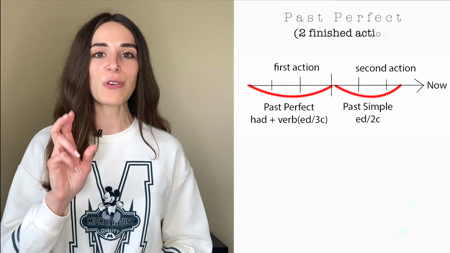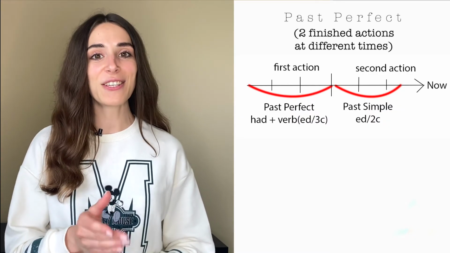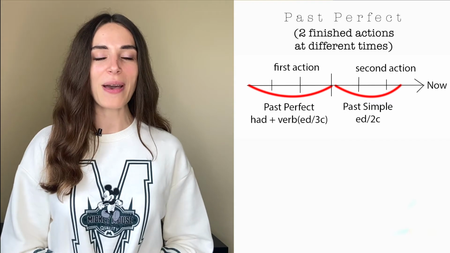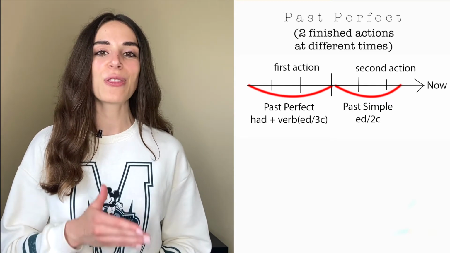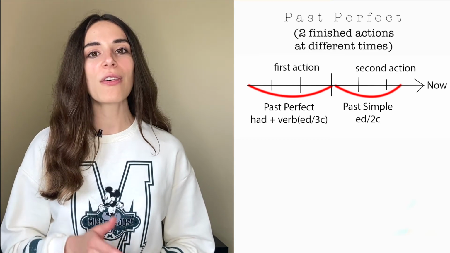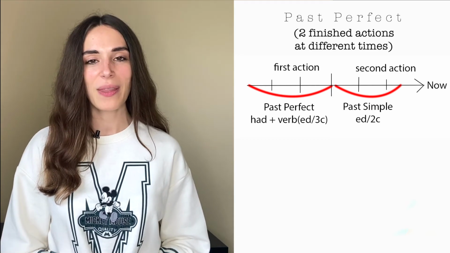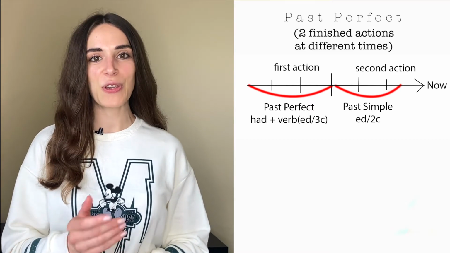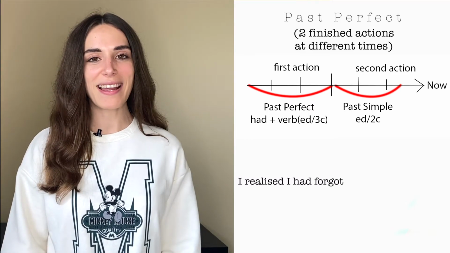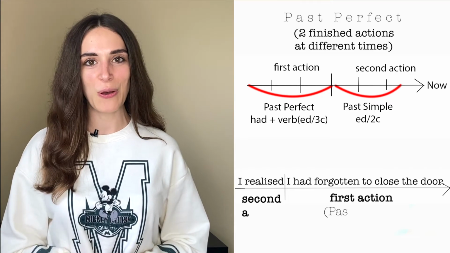However, if there are two actions in the past at different times and one of them happened before another one, add had plus -ed to the first action, or the third column of the verb. It is the past perfect tense. Let's have a look at a few examples. I realized I had forgotten to close the door.